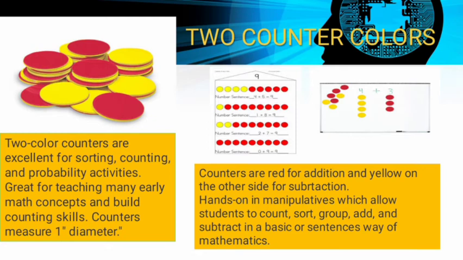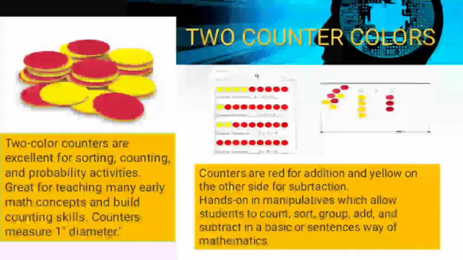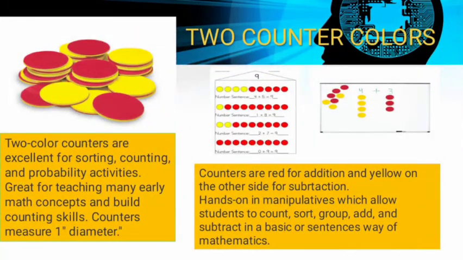It is a hands-on manipulative, which allows the student to count, sort, group, add, and subtract in a basic way of mathematics. So these are examples of number sentences. On the other hand is the basic math concept. So in just a small piece of a toy, it can create a lot of methods and creativity.